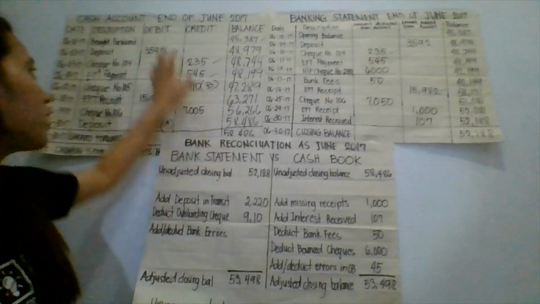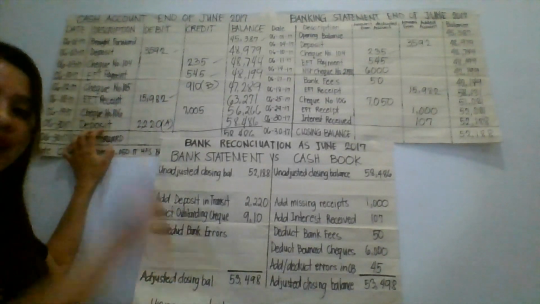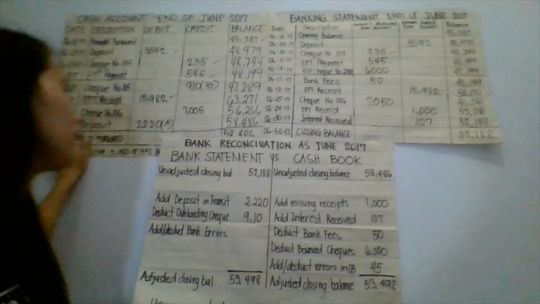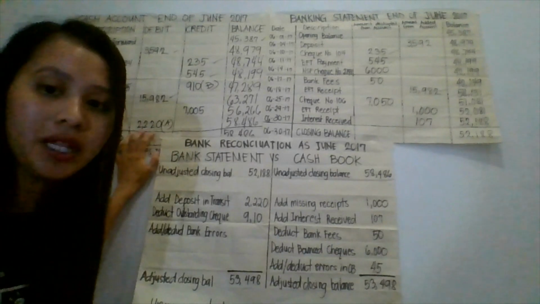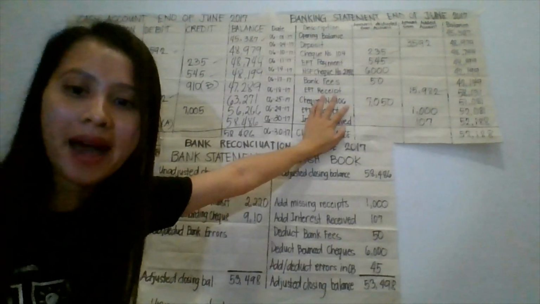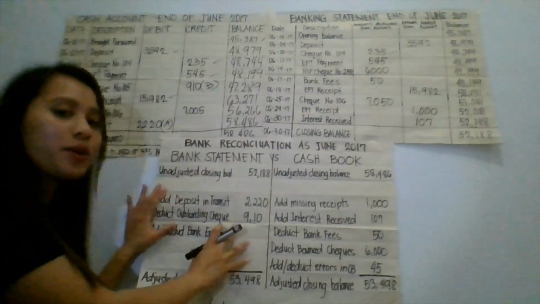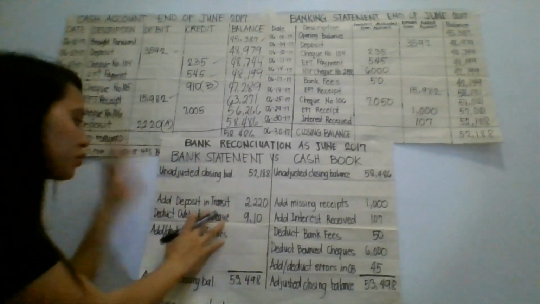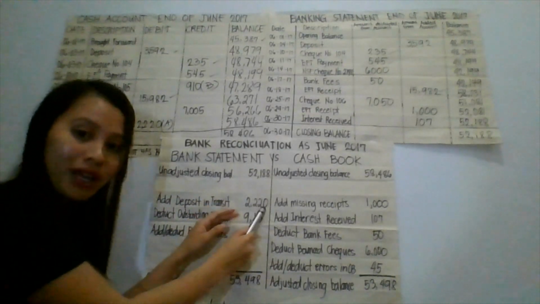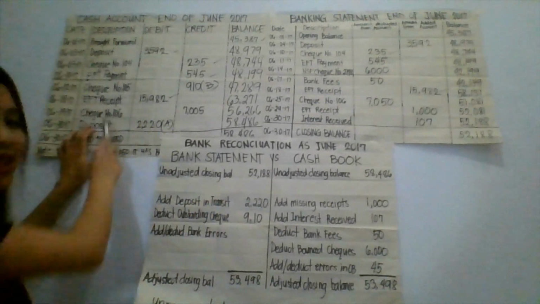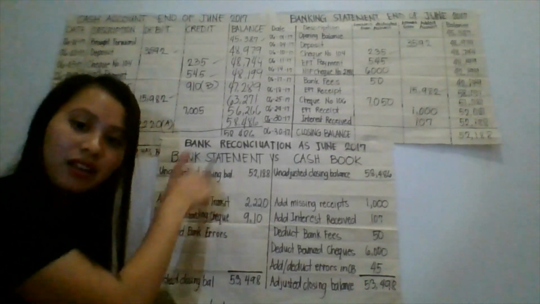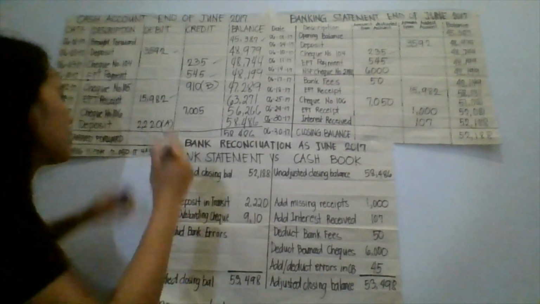Let's start. As you can see, in the cash book we have the deposit dated June 30, 2017, of 2,220 pesos. It's recorded in the cash book but not recorded in our bank statement. So in our bank reconciliation, you are going to place that transaction as a deposit in transit of 2,220. Why add? Because it's a deposit, a debit. You're going to add it in the bank statement column. Next, that's our transaction A.